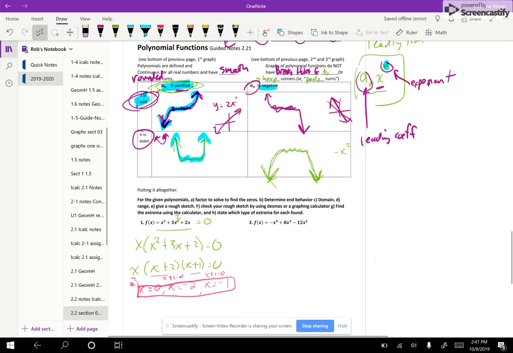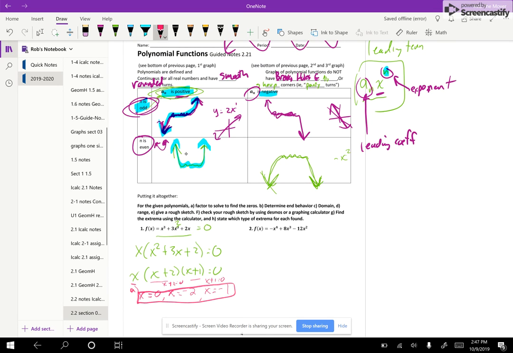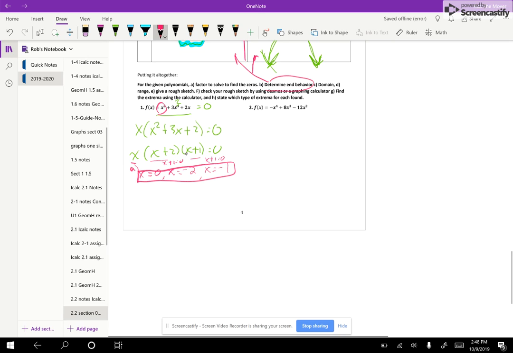B, determine end behavior. How are we going to find end behavior? We're looking right up here. Which situation is this? This is an odd power. So we're looking here, what I'm circling in red, odd power, odd degree, but it's a positive coefficient. The positive coefficient is this section right here. So look, it's where these two meet. It looks like this. So we know it's down on the left and up on the right.